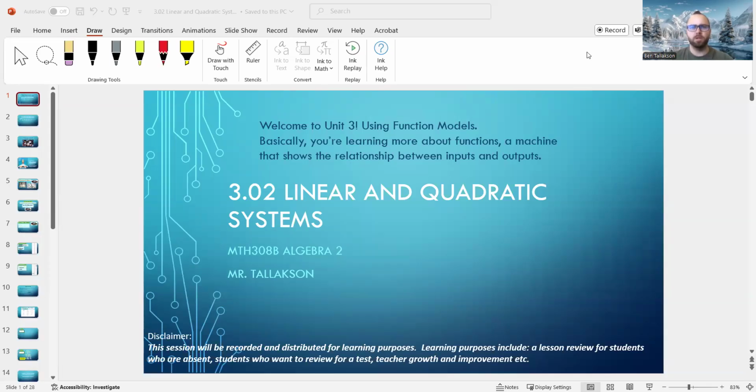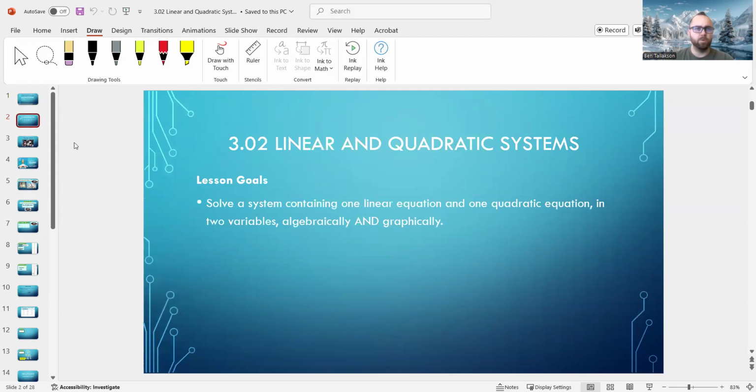Welcome to Unit 3, Using Function Models. Basically, you're learning more about functions, which is a machine that shows the relationship between inputs and outputs, starting with 3.02, linear and quadratic systems. We have one goal here, but ultimately we're accomplishing two things. We're going to solve a system containing one linear equation and one quadratic equation in two variables. And we're going to do that algebraically and graphically.